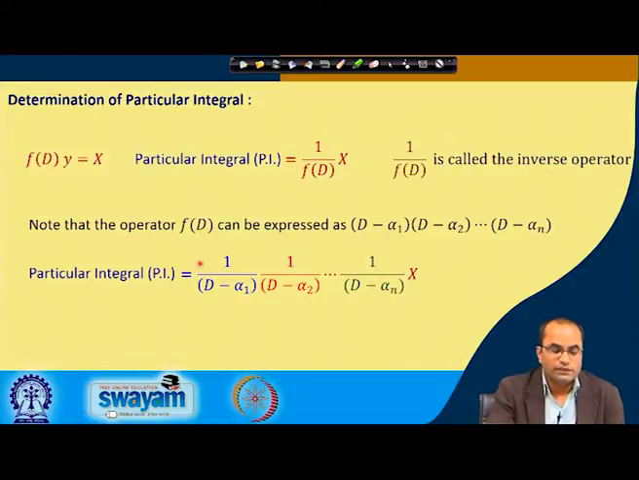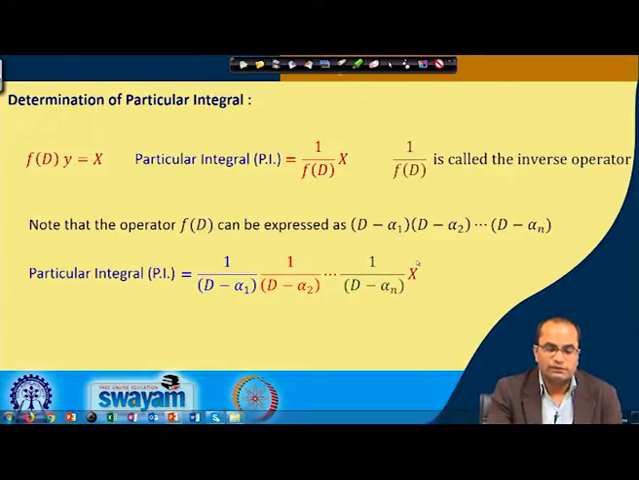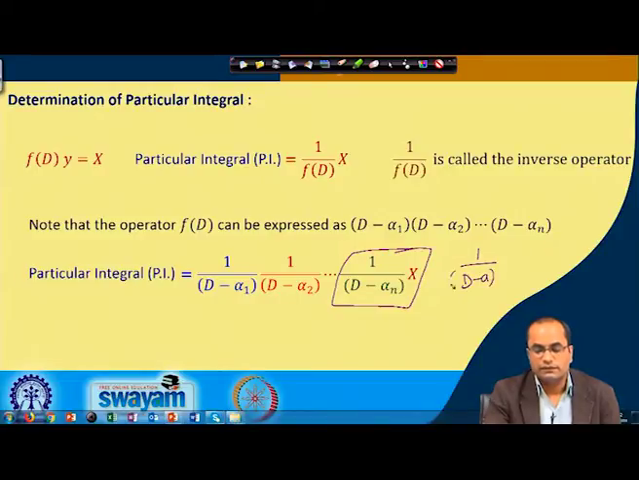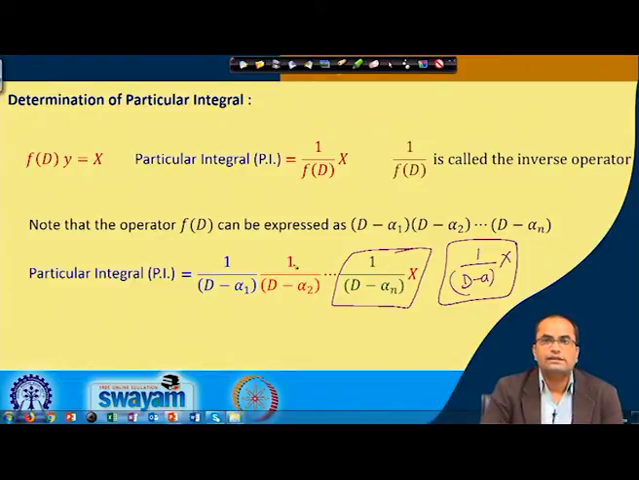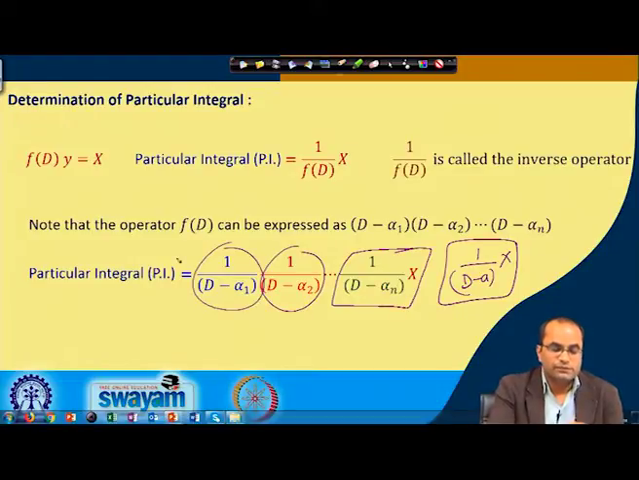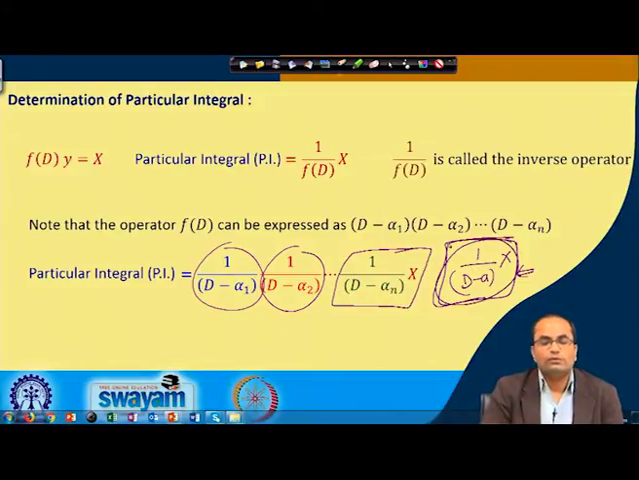So, what is important here to evaluate this expression? If we know a way to evaluate 1 over (D minus a) on X, then we can repeatedly apply this idea and find the particular integral of the general form 1 over f(D) on X. So, first we will discuss how to operate 1 over (D minus a) on X, or what the value is when we operate 1 over (D minus a) on X.